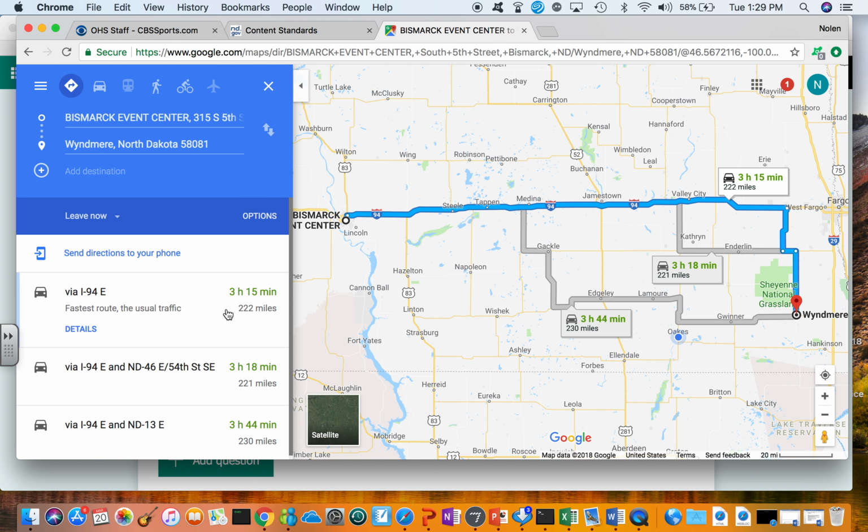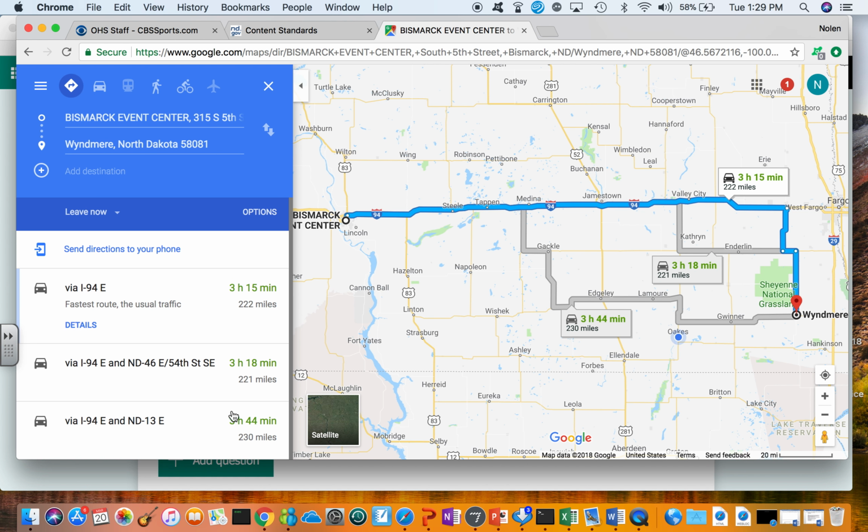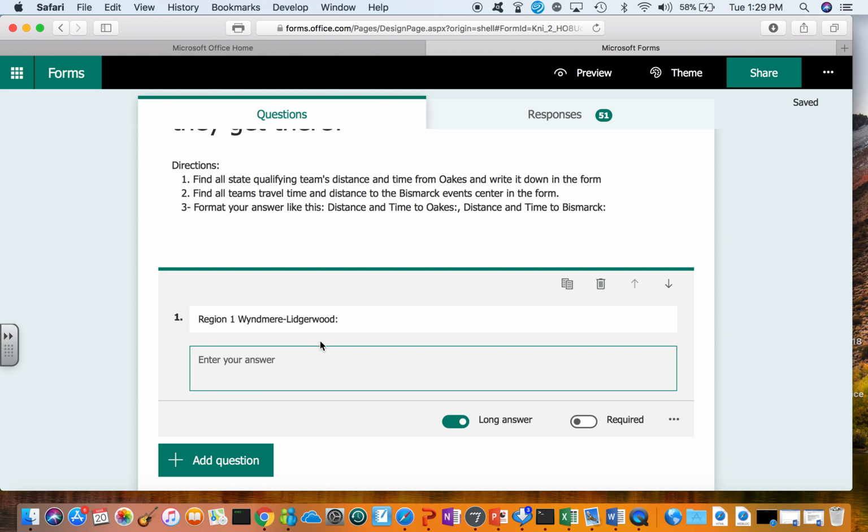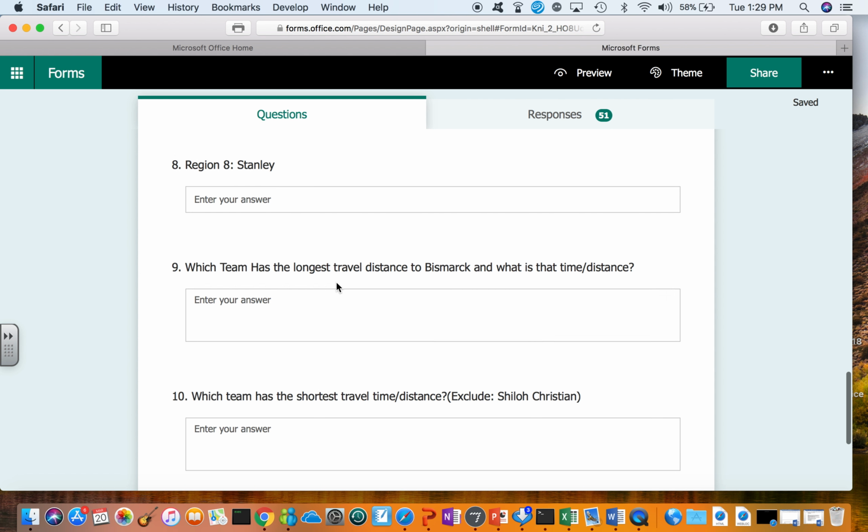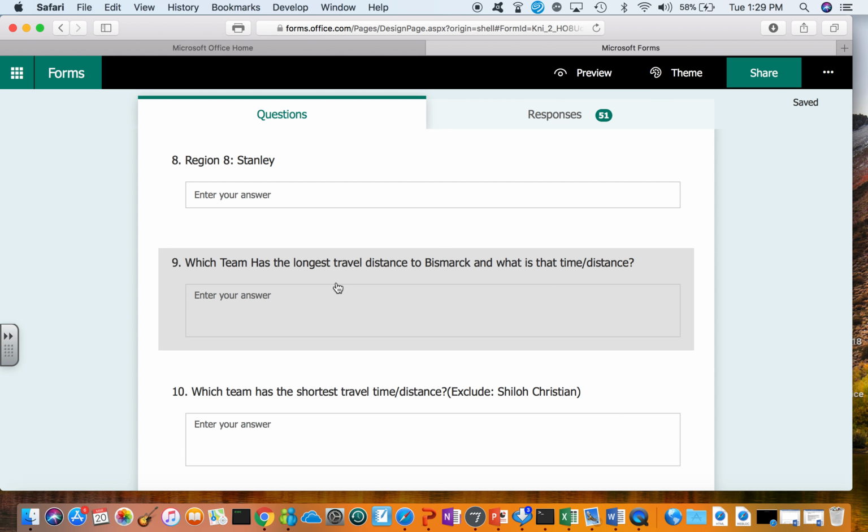So if I go by I-94 and I go their fastest route, it is 222 miles, 3 hours, and 15 minutes. I could use any of these routes, they're all pretty much the same. I would go back to my sheet, I would type it in right here. Distance to Bismarck, 222 miles. Very simple. On the bottom, 9 and 10.